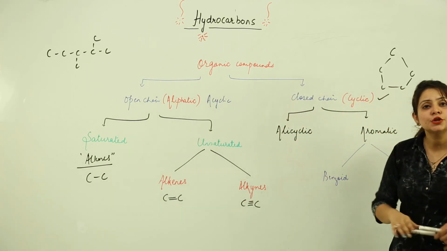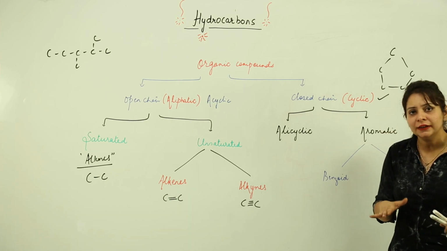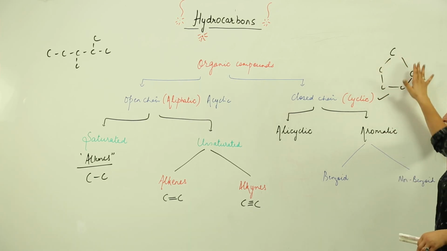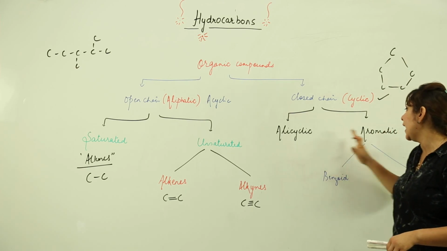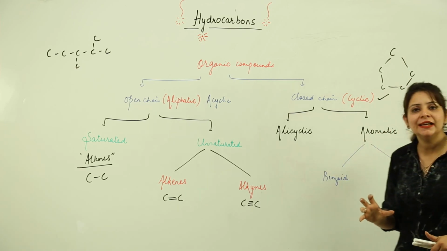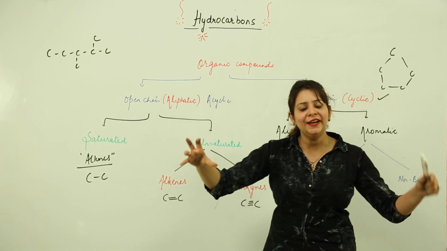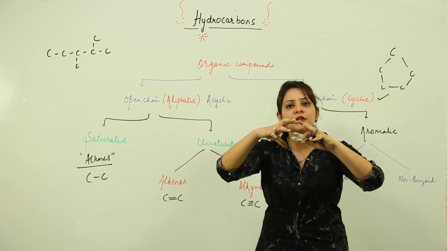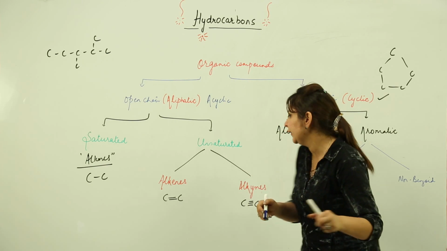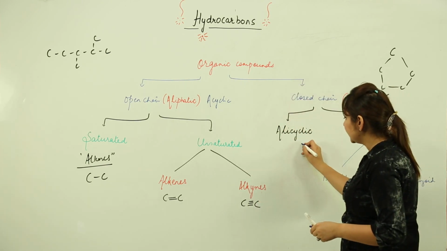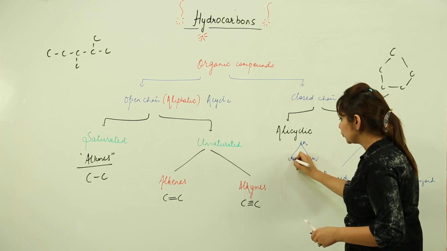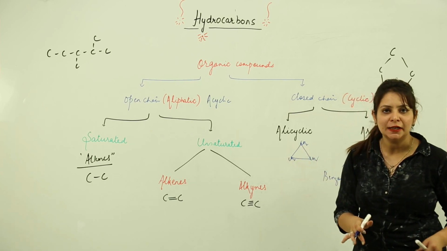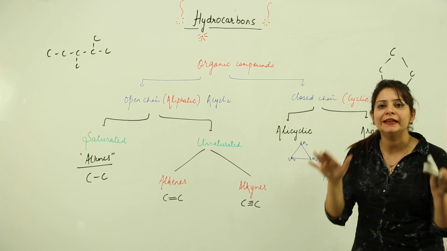So cyclic, as I told you, has a ring like structure, right. We divide it into two types, the alicyclic and the aromatic. Alicyclic is that in which the carbons of a straight chain are just connected to each other in order to form a ring. Like I will show you. Suppose I have this, in which each corner represents a CH2. So this is an alicyclic compound, that is the cyclic ring.